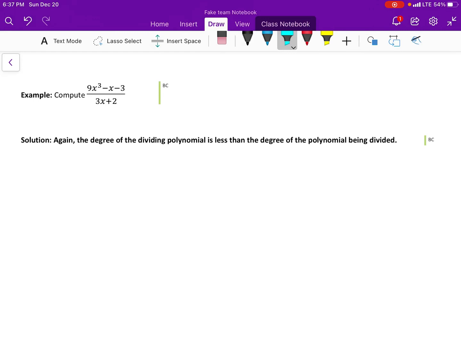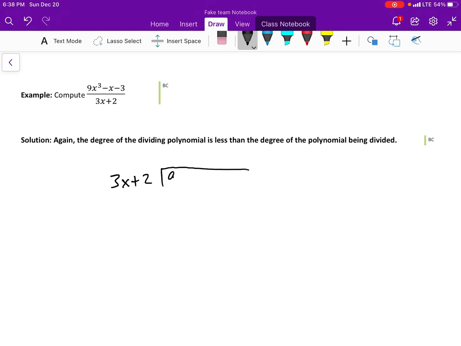Again, we have another example here. This time we have 9x to the third power minus x minus 3 divided by 3x plus 2. And so again, the polynomial in the numerator is what we're dividing, and the polynomial in the denominator is what we're dividing by. And so we have our 3x plus 2 on the outside.